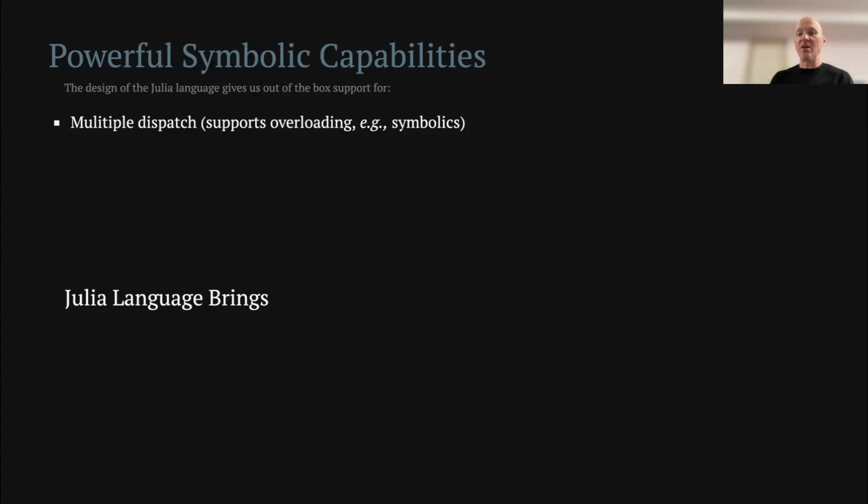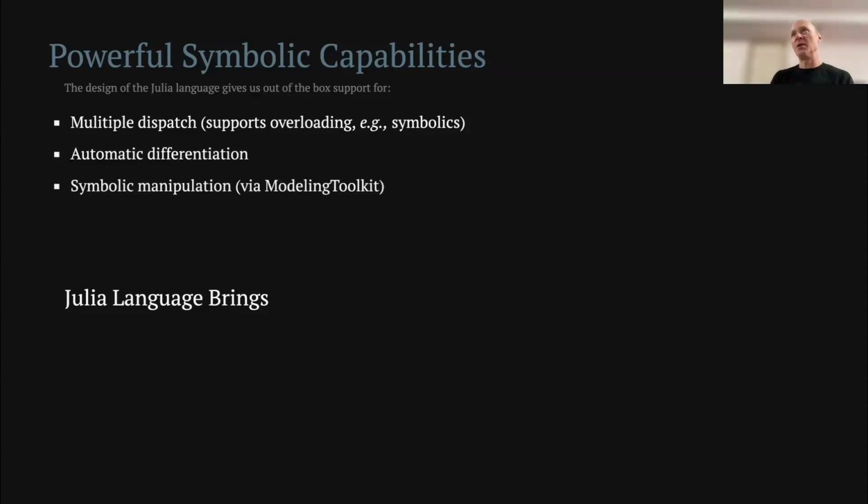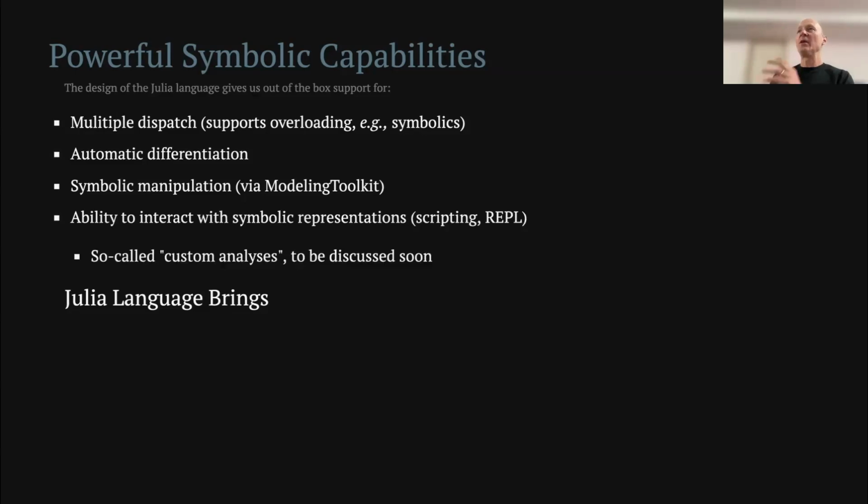So we have, as I mentioned before, multiple dispatch, which allows you to write functions that can work both symbolically and numerically. That then supports automatic differentiation. We have symbolic manipulation that we do via ModelingToolkit, and we give you symbolic representations of that. And we'll talk about that more in a second with analyses. And we have this ability to interact with symbolic representations.